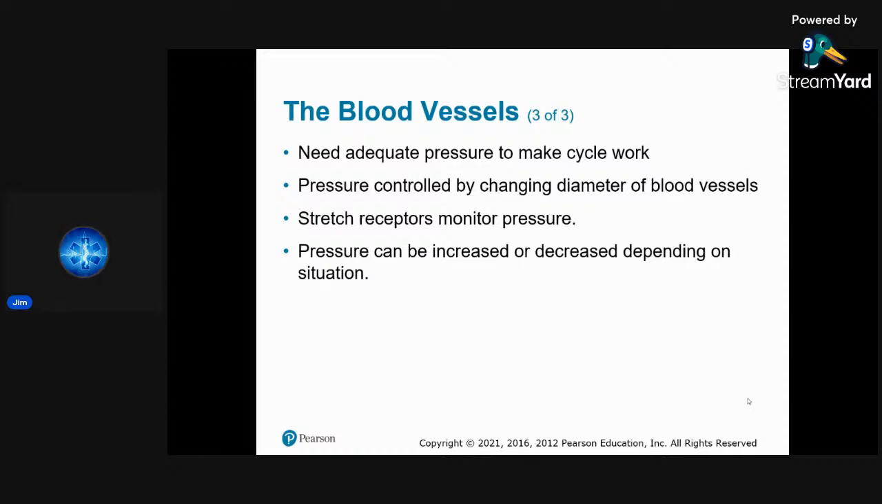We need adequate pressure to make this work, right? So we have to have blood pressure to keep pushing this all through the system. How do we control our blood pressure? How does your body control blood pressure?